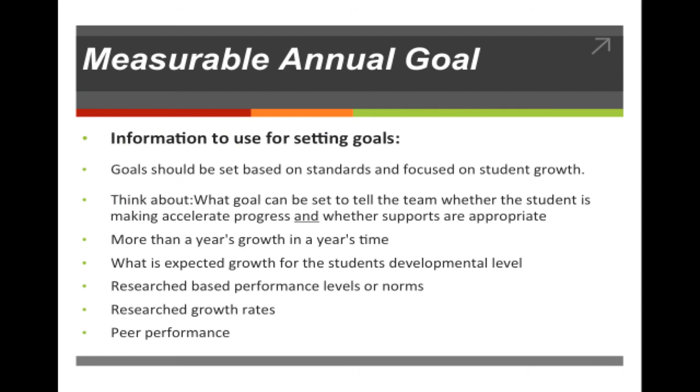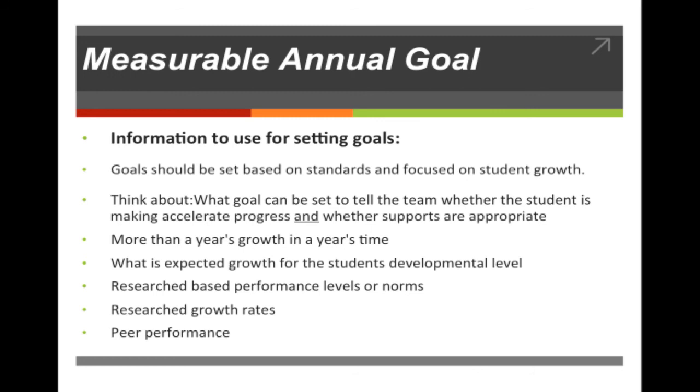Here are some tips that you might want to use for setting goals. You want to think about what goal can be set to tell the team whether the student is making accelerated progress and whether the supports are appropriate. When setting goals for acceleration, always use a standard of appropriate comparison. If we don't have a target we're aiming for, it's difficult to know if we're approaching appropriate performance. And it's also difficult to adjust instruction appropriately using progress monitoring data when goals are not based on sound data.